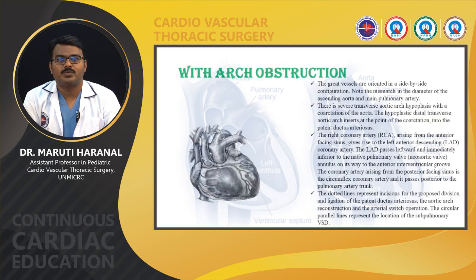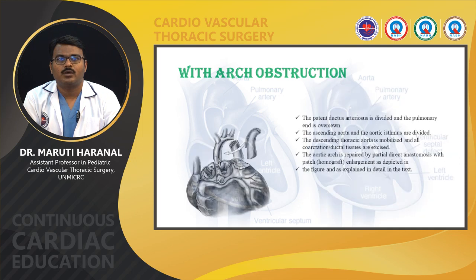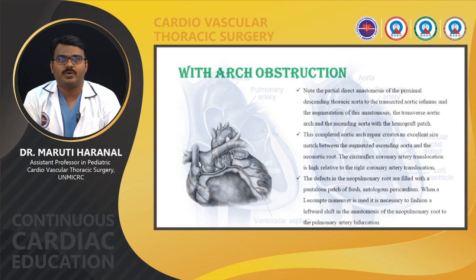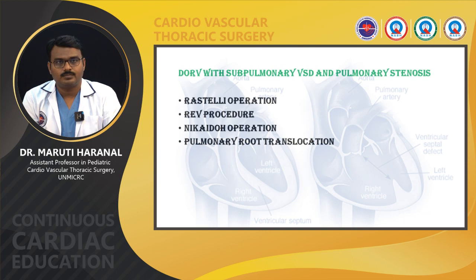In those with the arch obstruction, we need to do arch augmentation along with an arterial switch operation and the VSD closure. In those with subpulmonary VSD and pulmonary stenosis, we have four options: Rastelli, Reeve procedure, Nikaido operation, and pulmonary root translocation.